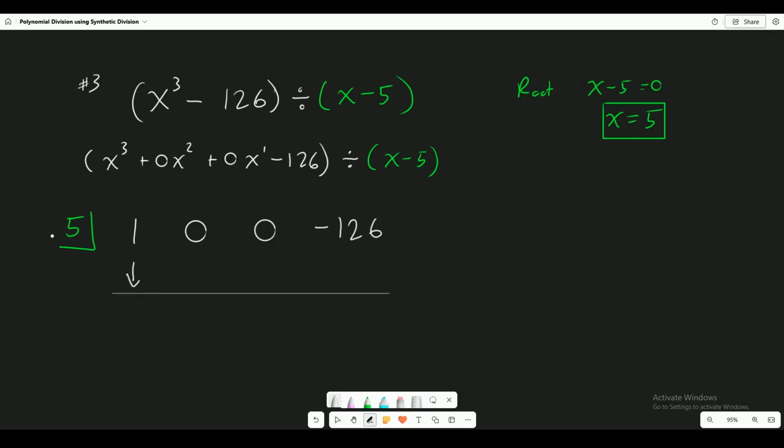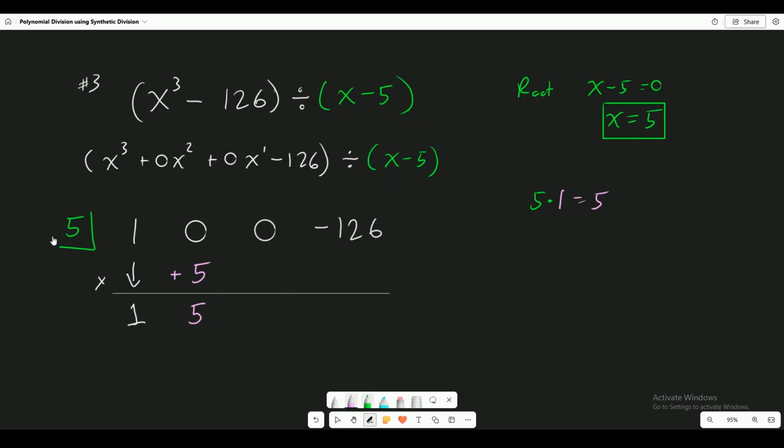Drop it. Multiply. Right? 5 times 1 is equal to 5. So we're going to add 5 right there. And we're going to add it. We drop a 5. Just like that. So far, so good. Okay?